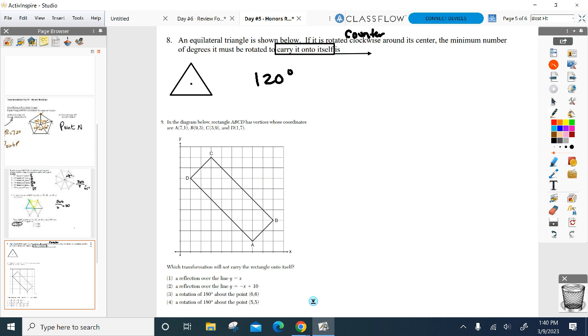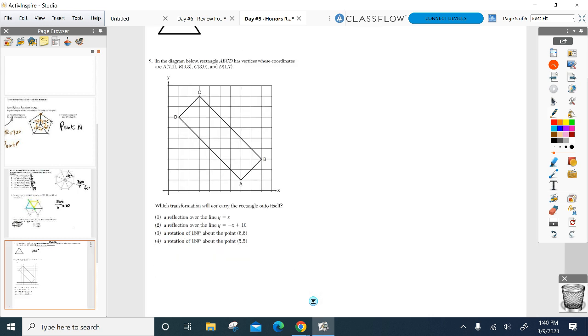Love 9. Here's your rectangle. I have 4 choices. Which one of the 4 will not carry it onto itself? So I get a different looking rectangle back after I perform one of those 4. The other 3, I get that same looking rectangle back.